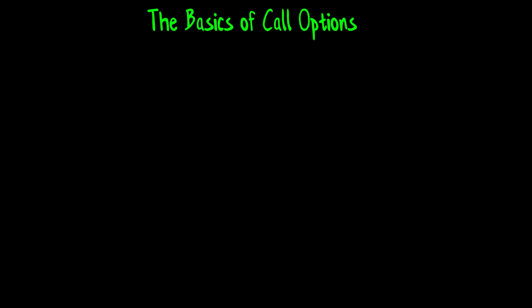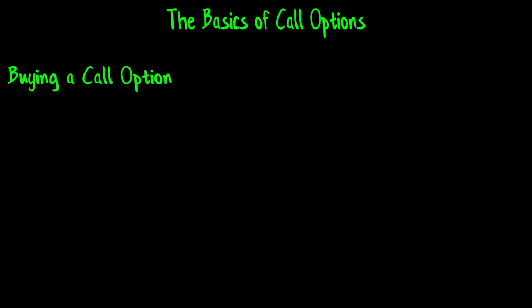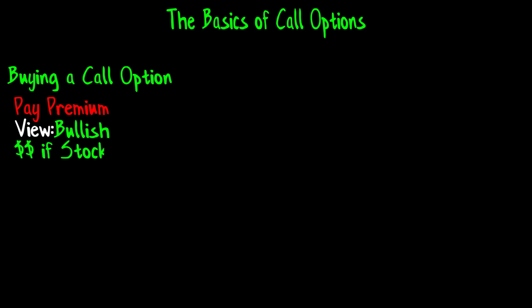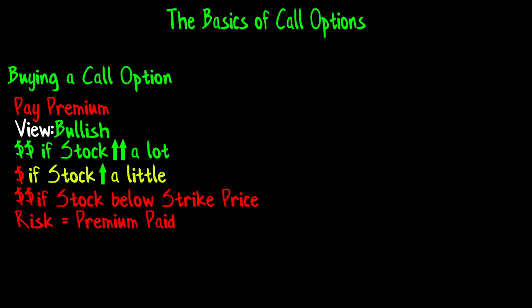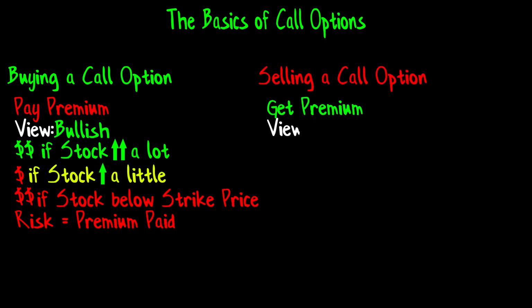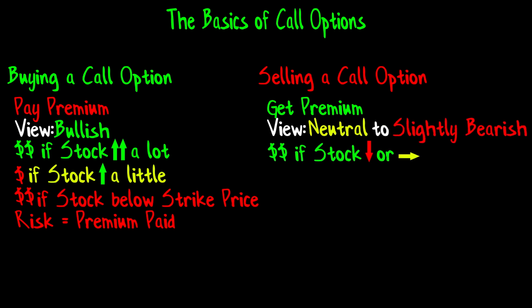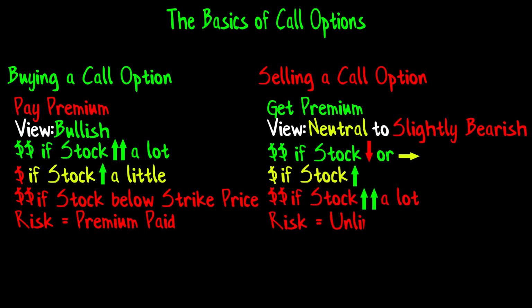Finally, let's wrap up by reviewing what we learned. When buying a call option, you will pay the premium and want to be bullish on the stock. You can only make money if the stock goes up a lot, and will lose money if it goes up a little and reach your max loss if it stays below your strike price. When you sell a call option, you'll get paid the premium, and you want to be neutral or bearish on the stock. You will make money if the stock goes down, stays neutral, or even if it goes up a little bit, but will have a mathematically unlimited loss if the stock price goes up a lot.